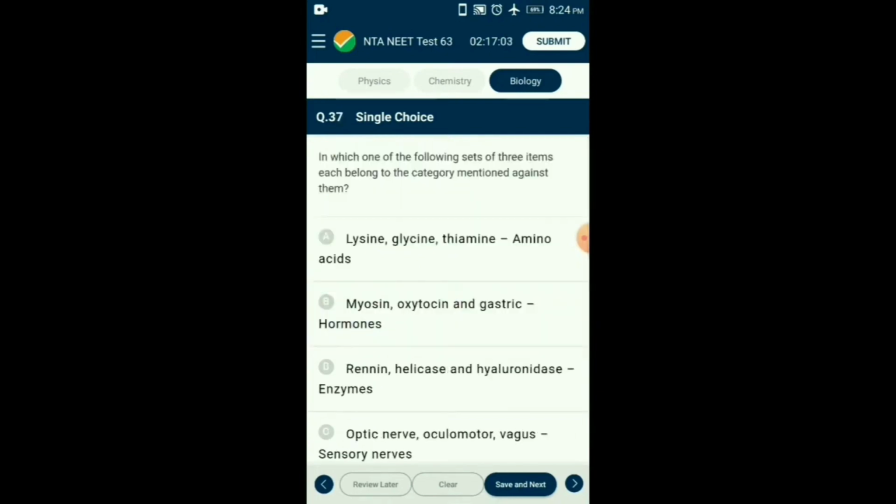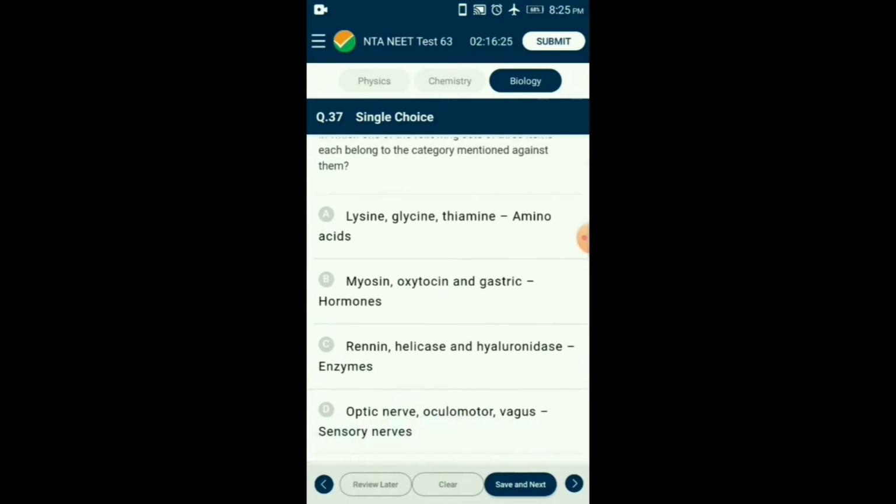Question number 37. In which one of the following sets of 3 items each belong to the category mentioned against them? Renin, helicase and hyaluronidase all are enzymes. Thymine is not an amino acid. Myosin is not a hormone. Oculomotor is a motor and vagus is a mixed nerve. So the answer for this question is option C, renin, helicase and hyaluronidase enzymes.